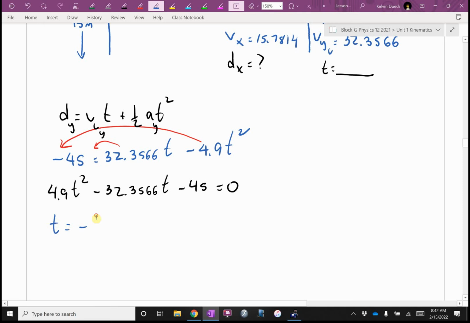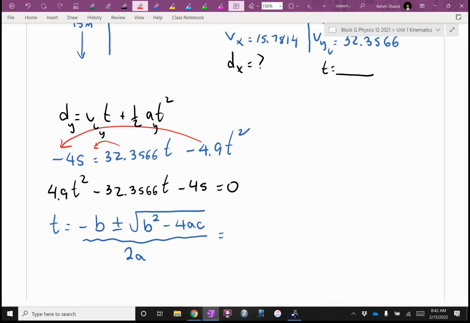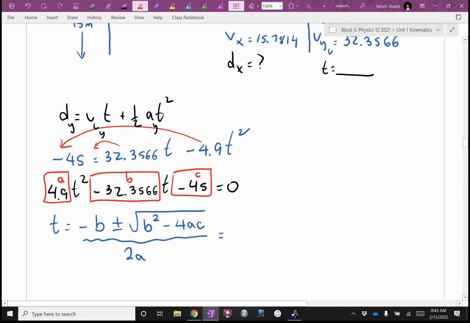T equals negative b plus or minus the square root of b squared minus 4ac all over 2a. Page, I might do something like this. That's A, that's B, that's C. That would allow me to be lazy but organized. What's B, Page? Gotta be fussy. No, it's not. Negative 32. So what's negative B in my next line?